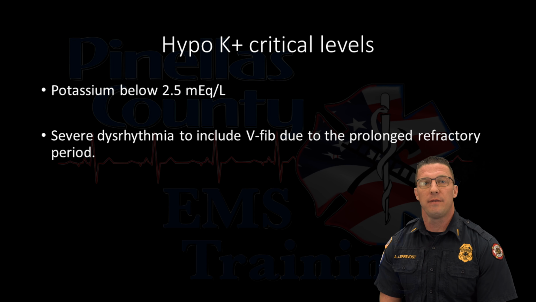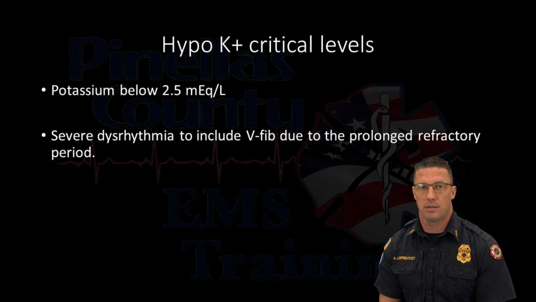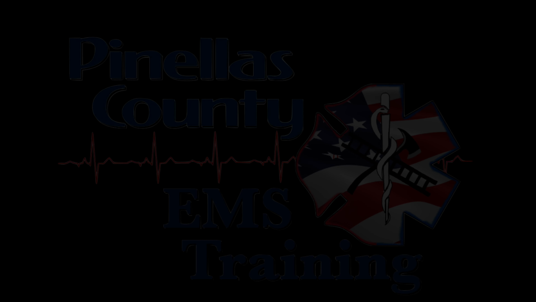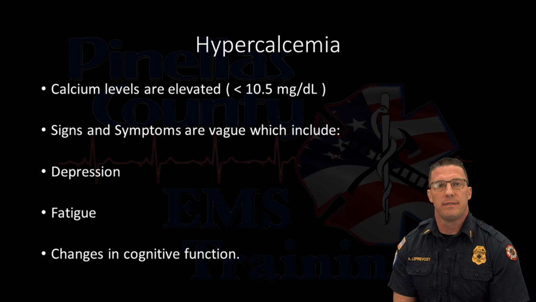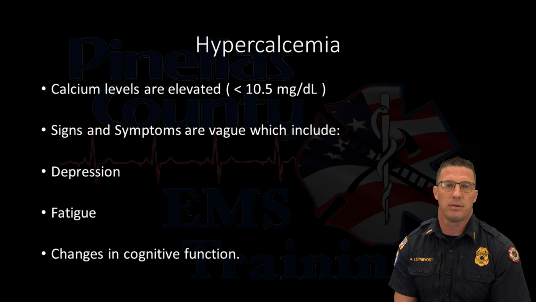Hypokalemia, if the levels fall below 2.5 milliequivalents per liter, severe dysrhythmias may occur, which include VFib due to prolonged refractory period. Hypercalcemia is high levels of calcium in the body, and it is considered elevated when the levels are above 10.5 milligrams per deciliter. Now, this is a clinical definition. However, vague symptoms don't start until 12.5 milligrams per deciliter.